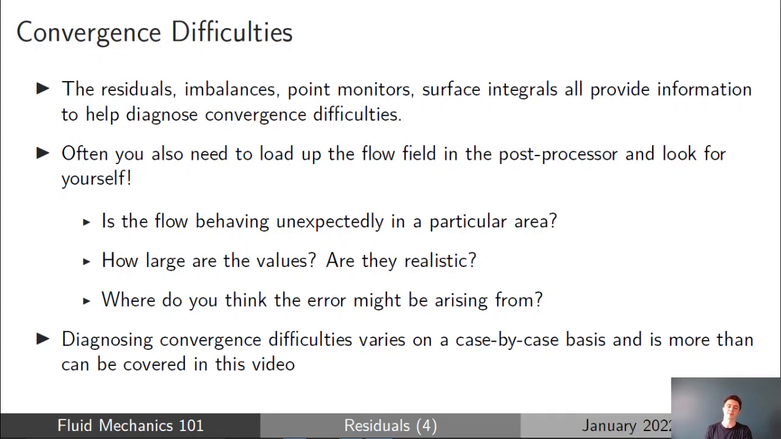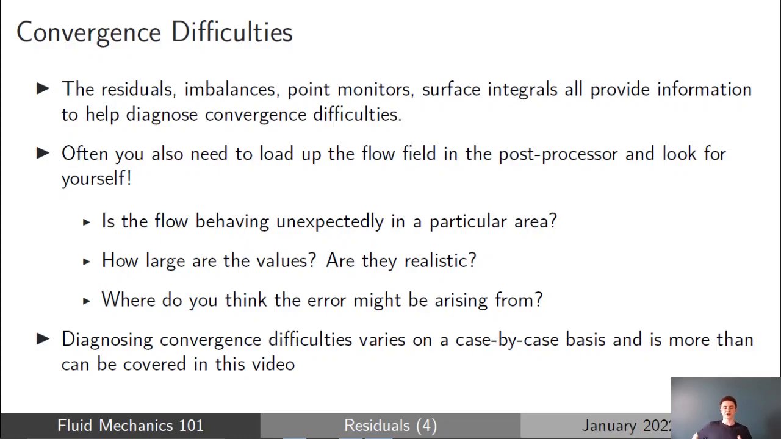look at what's happening. So you can always stop the solution, plot it in ParaView or Tecplot, for example, or FieldView, and look at the velocity field and look at the temperatures. Is anything too high? Is anything too low? Can you see any unsteadiness? Are there any strange flow features? Maybe you have flow going into a wall or coming out somewhere which you didn't expect. And where do you think the error might be arising from? What do you think might be causing difficulty?